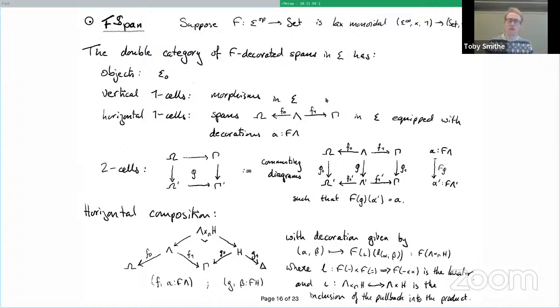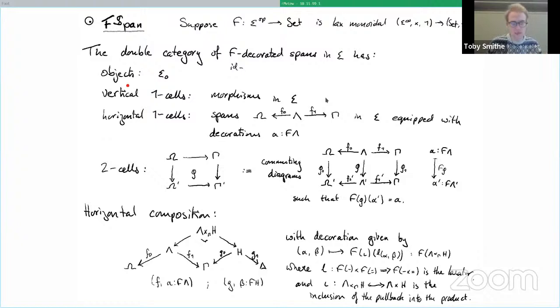Okay, but to get onto this, we need to say what these double categories of decorated spans are. In particular, we need to know what the category of id-decorated spans is, which is just span. I'm going to concentrate mostly on this id case for the purpose of intuition, but I think it's useful to have the general decorated setting in mind. Okay, so what is this double category? Well, let's suppose we've got some lax monoidal presheaf F like this. Okay, so then we're going to build a double category.